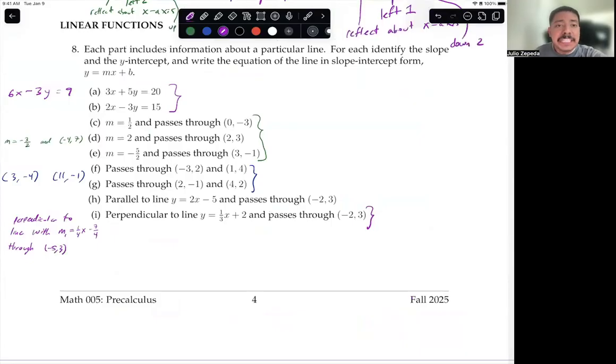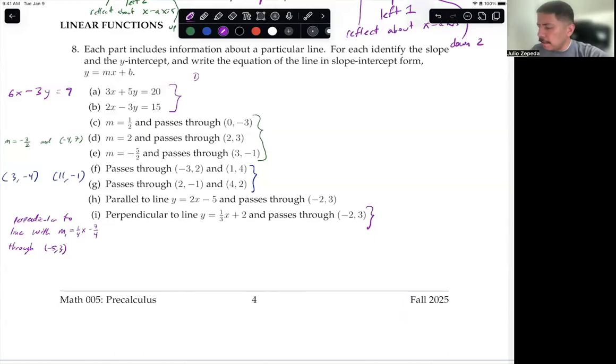For problem number 8, it says each part includes information about a particular line. Identify the slope and the y-intercept, and write the equation of the line in slope-intercept form. Okay, y equals mx plus b. So let's go ahead and identify the types of forms that we have for linear functions.